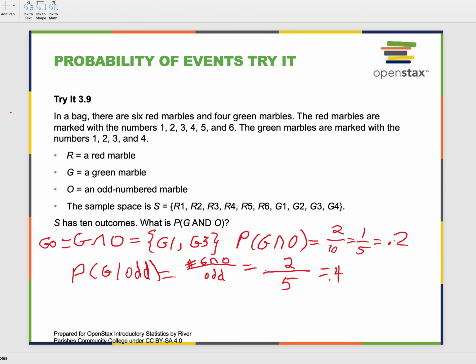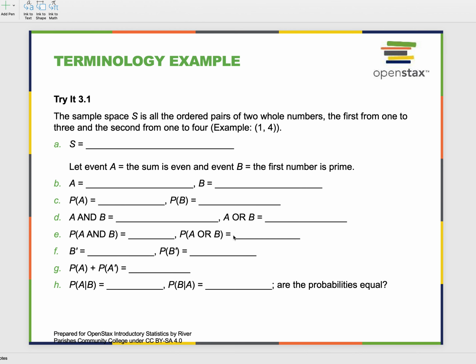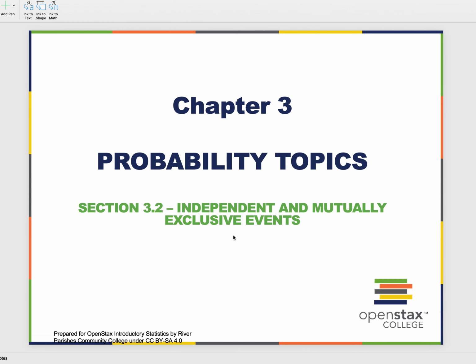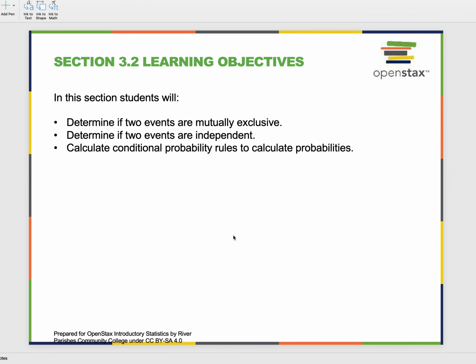But when I say, what's the probability of getting a green one given I got an odd? Well, now I've reduced my sample size to the following. I've got this one, this one, this one, this one, and this one. Those are the only odd numbered ones. So there's 5 of them. So instead of 10, I'm only worried about half the numbers. And how many of them can be green? 2 out of the 5. That's how that works. So I'm going to let you do this exercise yourself. Now let's talk about independent and mutually exclusive events.